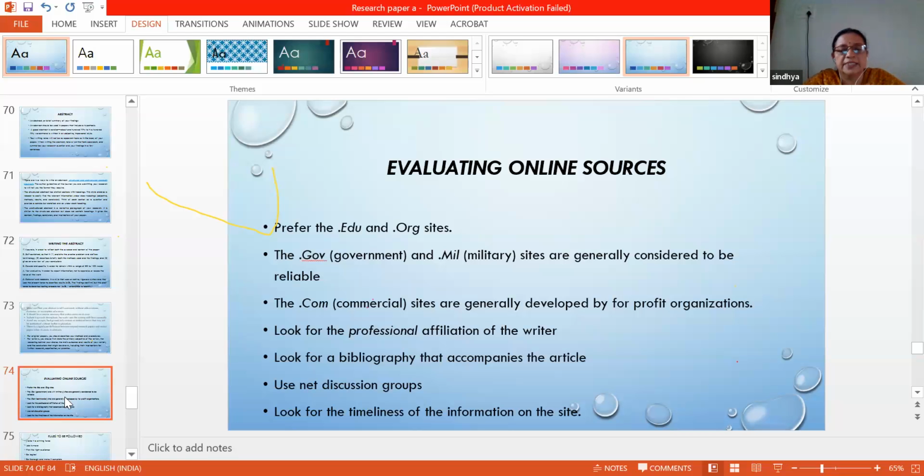And use net discussion groups. There are many discussion groups available in the social group networking sites. So use that also for evaluating the online sources.